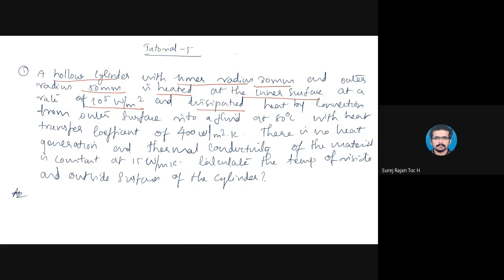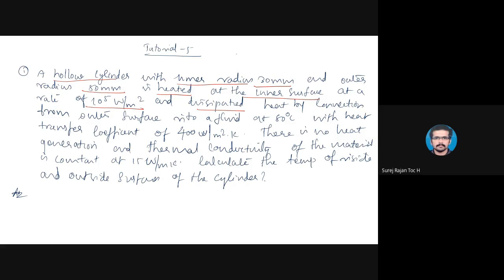Okay, there is no insulation outside the surface of the hollow cylinder, so heat is continuously dissipating into the surrounding fluid, that is only by convection. From the inner surface it is heating, and through the hollow cylinder the heat is transported by the conduction mode, and from the outer surface to the surrounding, there is no insulation, so it is dissipating the heat by convection mode.